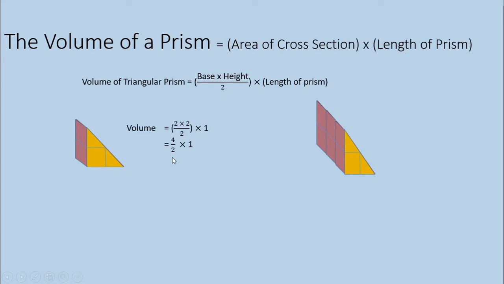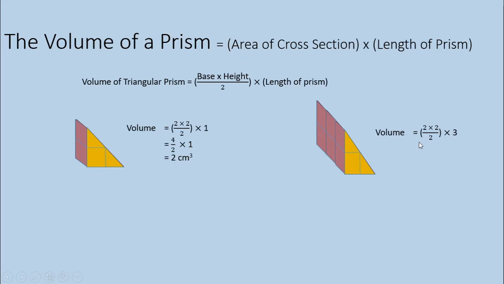And 4 divided by 2 is 2, so that's 2 times 1, which is 2, again centimeters cubed because this is a volume. With this other diagram over here, again, same formula. We're doing base times height divided by 2 times the length of the prism. The base of this triangle is also 2. The height is also 2, divided by 2 because it's a triangle, and multiplied by the length of the prism, which was 1, 2, 3.